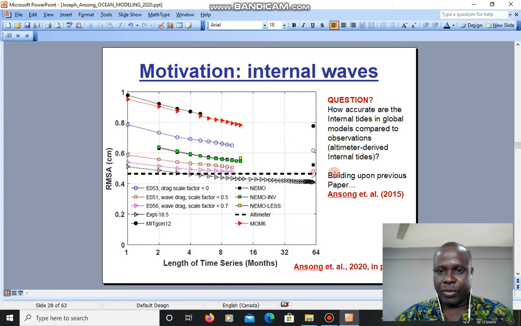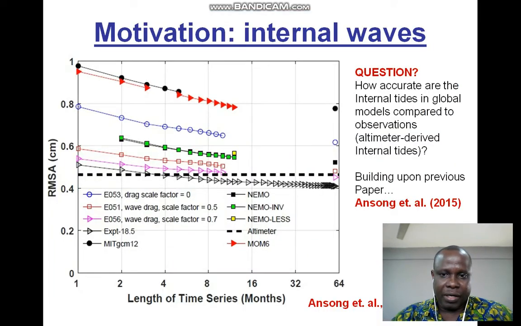So the question we are basically trying to ask is how accurate are the internal tides from global models compared to observations, and we are doing this using several global models. And this is actually building upon a previous paper that we published in 2015. Okay, so this is still work in progress. So I'm not going into details of this. This is just to tell you that you can use modeling to do high-level, interesting kind of research and publish papers from them. Okay.